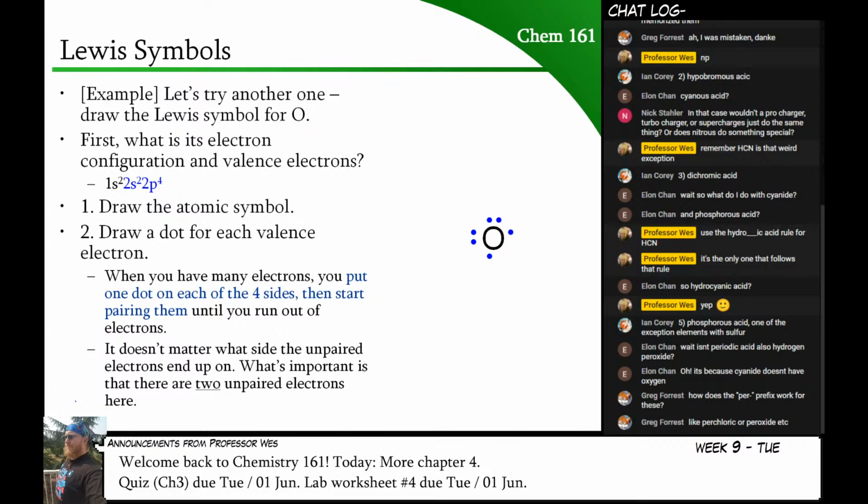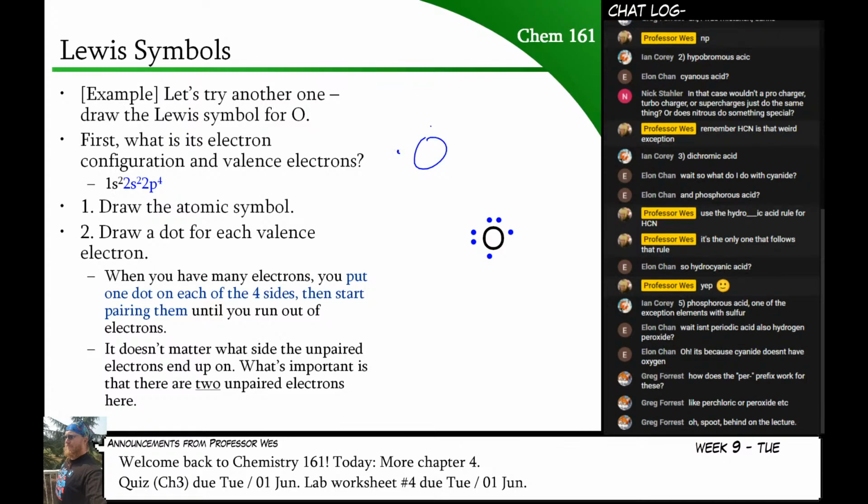So I would get something like this when I put my 6 dots down. Now, which direction you put the 6 dots doesn't totally matter. So if I do something like this, it's okay, because I have 2 unpaired electrons in oxygen, and as long as I have 2 unpaired, that's fine. So they can go in any orientation you want. But again, something like this would be wrong because I have an empty space here. So make sure you're putting 1 on each side, and then start pairing.